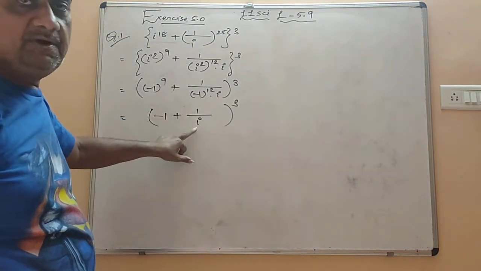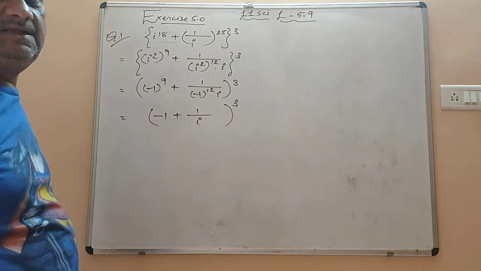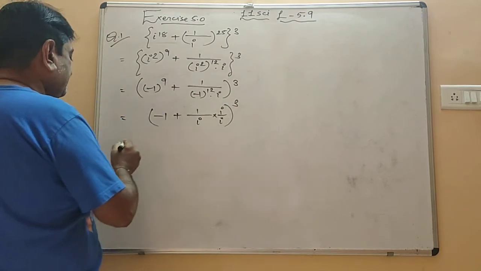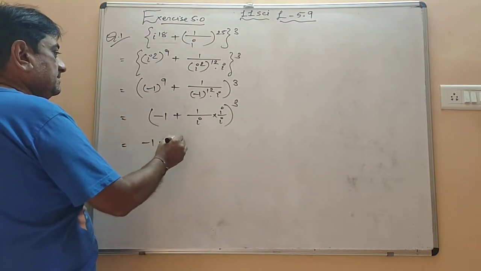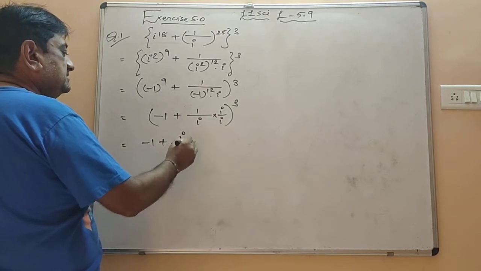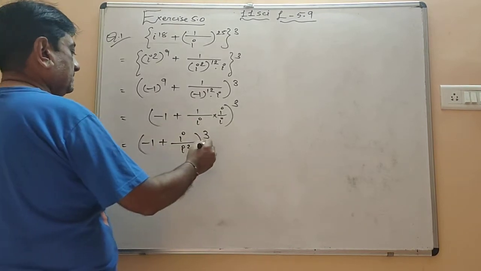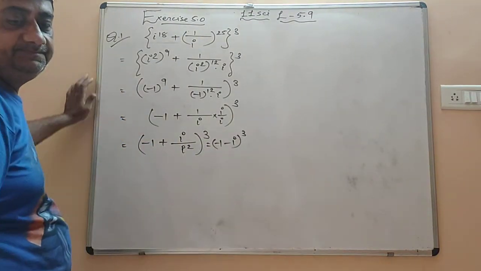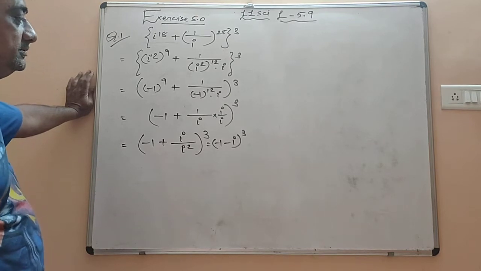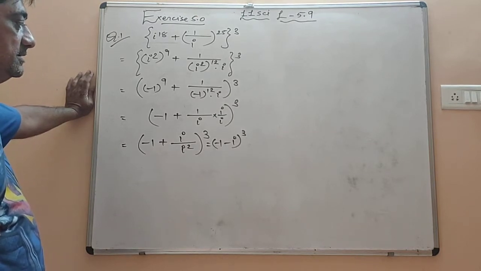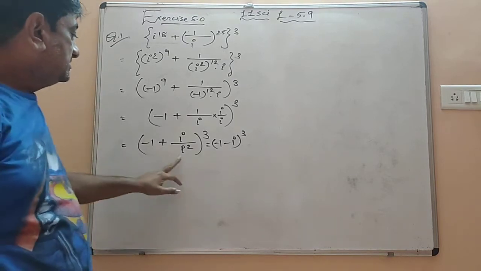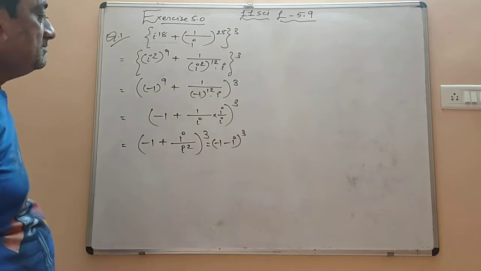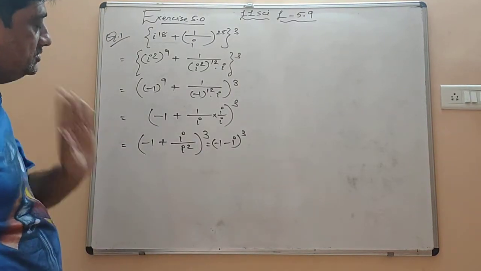Now it is 1 upon i. If i is in denominator, then multiply and divide by i. Therefore -1 plus i upon i square raised to q is equal to -1 minus i the whole cube. Because i square is -1, so -1 and this plus gives you minus. Now -1 minus i the whole cube.